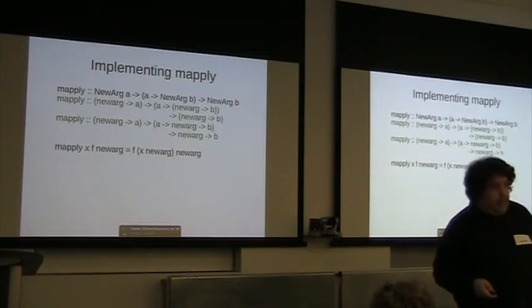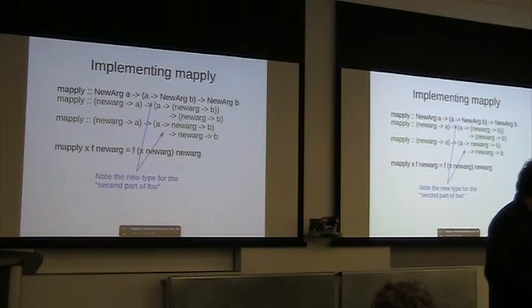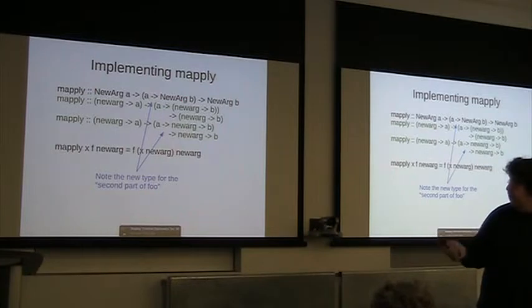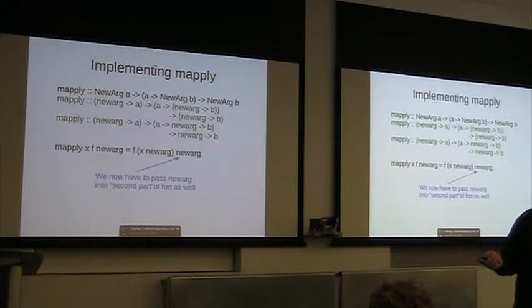So that allows us to implement mapply, or the new implementation of mapply, right? Where the important thing is that note we have the new second type for the second argument's type. Now instead of being an A to B, it's an A to new arg to B, right? That means we have to pass new arg in as the second argument to F as well. There's a question? In retrospect, this should have been more obvious from the get-go because we said we wanted to thread the argument through all of our functions. Yes. Function had to get it in the first place.